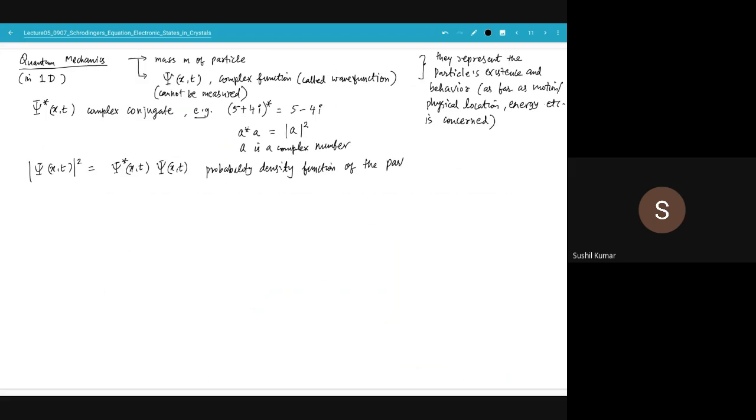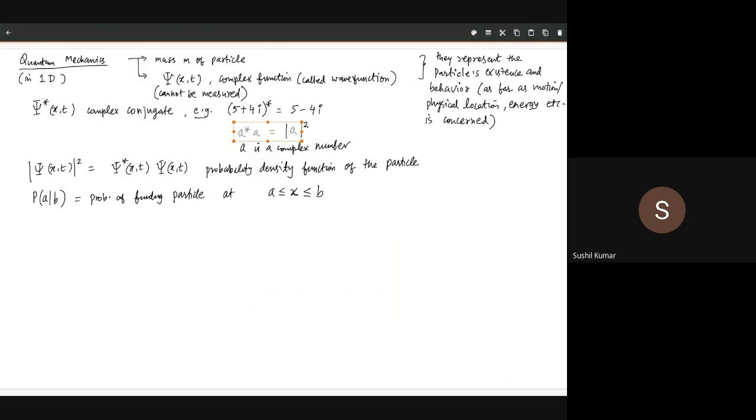What does that mean? Well, there are two ways to think about it. If you have a million particles with similar probability density and you make a lot of measurements on those, what's the probability? I can write it like this: what's the probability that I will find the particle from location A to B on the x-axis? Maybe I should remove this A as a complex number, not to confuse you. Just a minute.